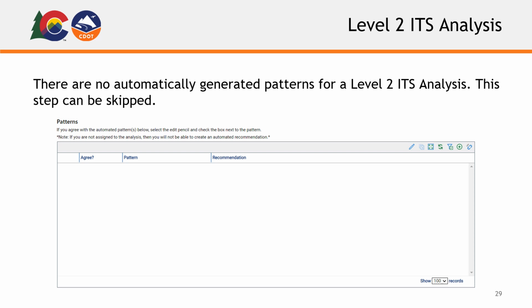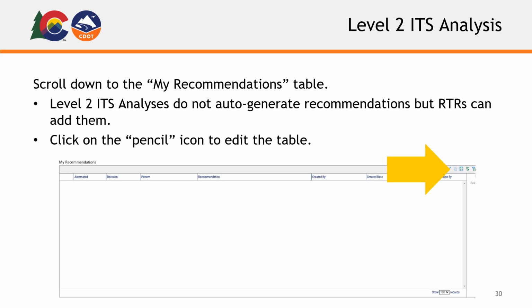There are no automatically generated patterns for a Level 2 ITS analysis. This step can be skipped. Scroll down to the My Recommendations table. Level 2 ITS analyses do not auto-generate recommendations, but RTRs can add them.